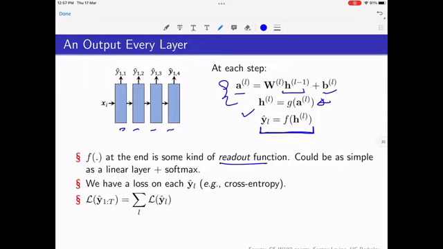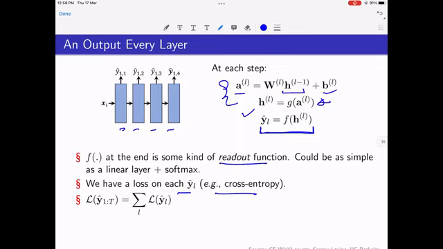So at each layer you have this readout function, as I was saying. You can have this 10,000 length vector, and it is a probability vector. It gives the probability of each word in that dictionary. So we can have a loss at each y hat L, for example cross entropy, because you can think of it as a classification problem.